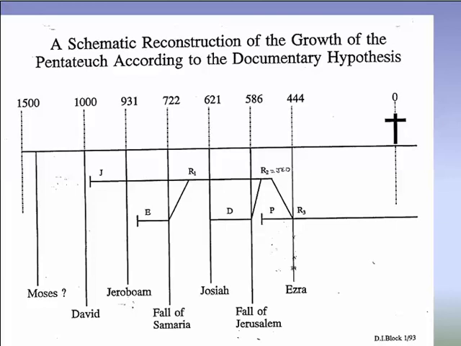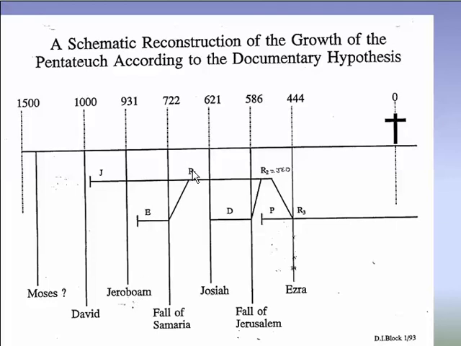So here's a nice schematic of the idea of the JEDP, or the documentary hypothesis. You've got the J author working just after the time of King David. Then later you've got an E author. So these two authors line up with their preference for the name of God, Yahweh and Elohim, during the time of Jeroboam or a little bit later.